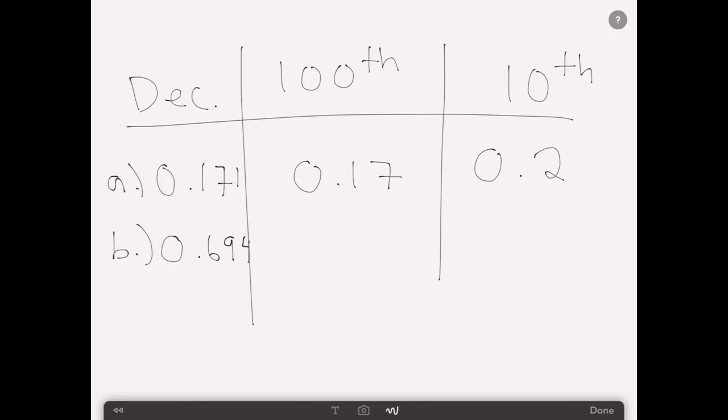694 thousandths. All right. The 9 is in the hundredths place value. Look to the right. It's a 4. Therefore, the 9 stays the same. So it would just stay as 69 hundredths.